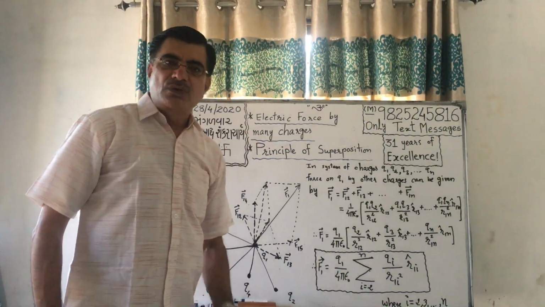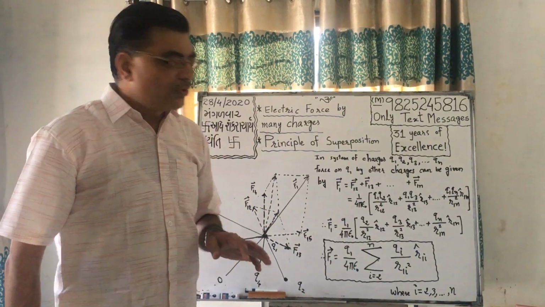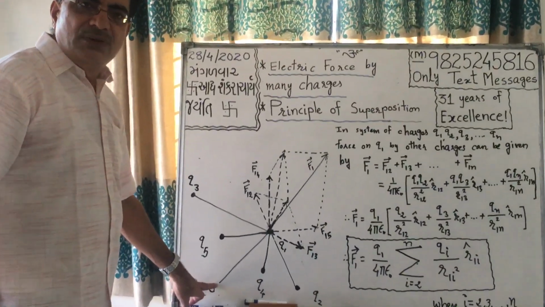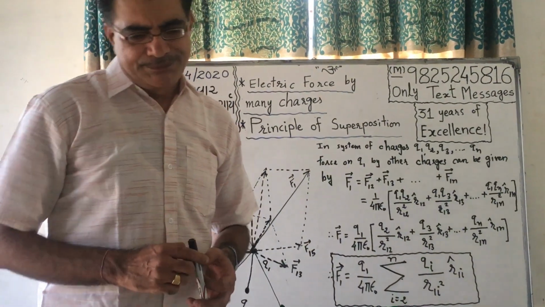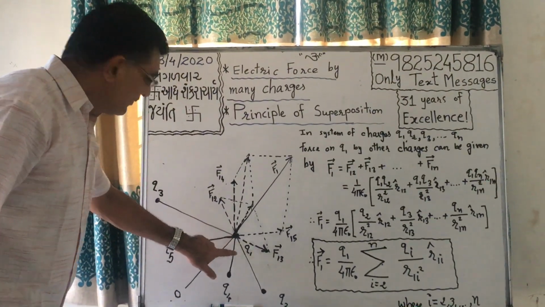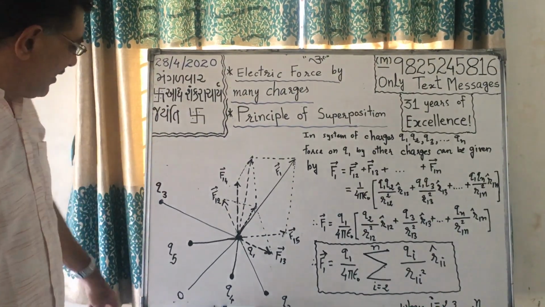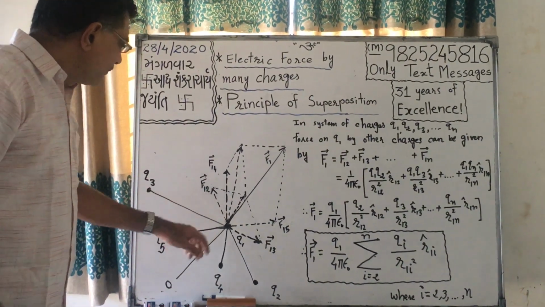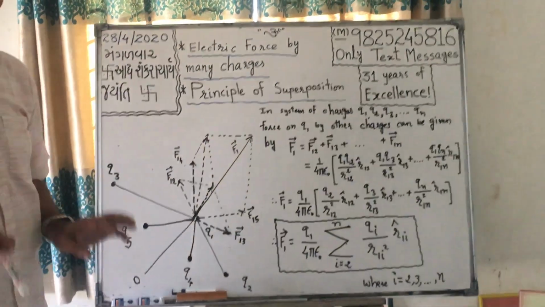Force is a vector quantity, so first of all we need the position vectors of all charges. We have not mentioned position vectors here, but this is the reference point, O. In order to avoid a complicated diagram, we have not drawn the position vectors or arrows. But this is the reference point with respect to which we have taken the position vectors of Q1, Q2, Q3, Q4 and Q5.